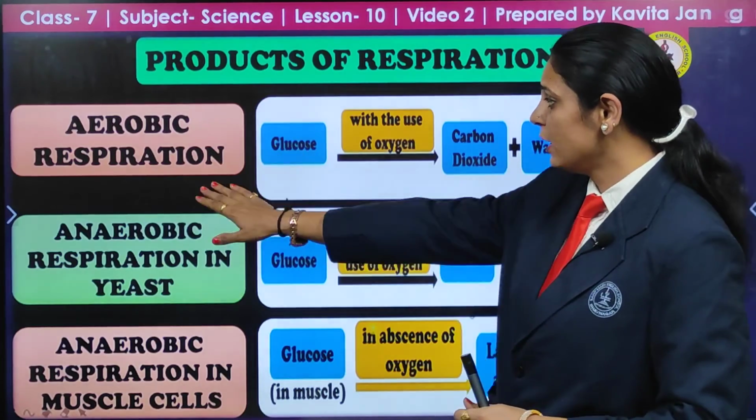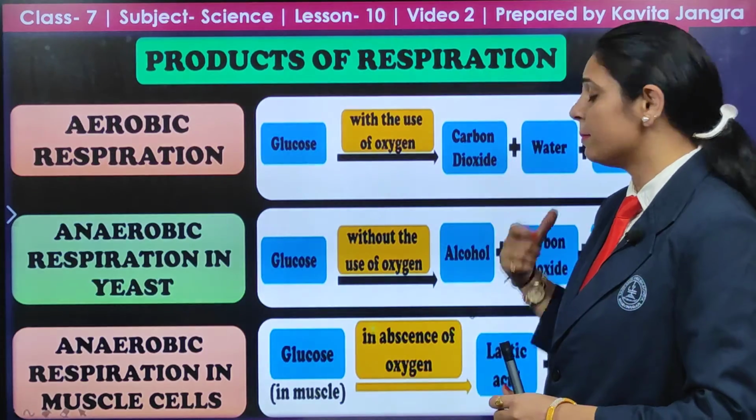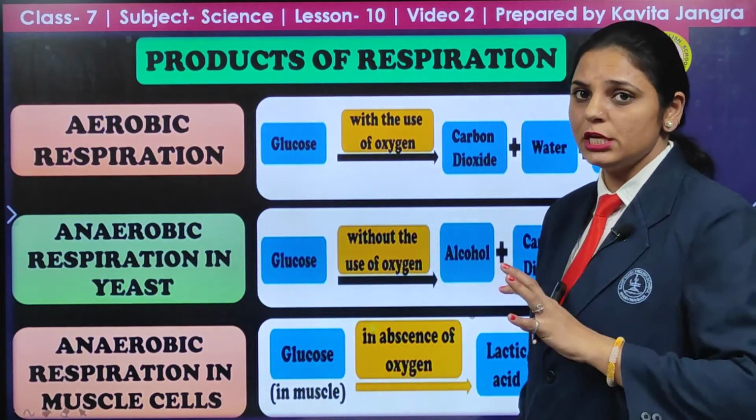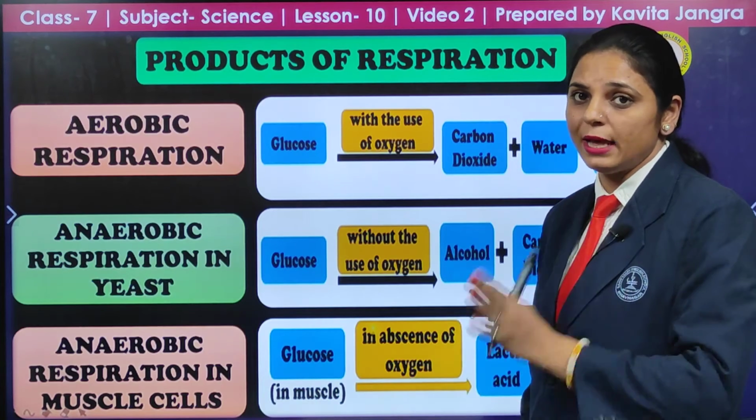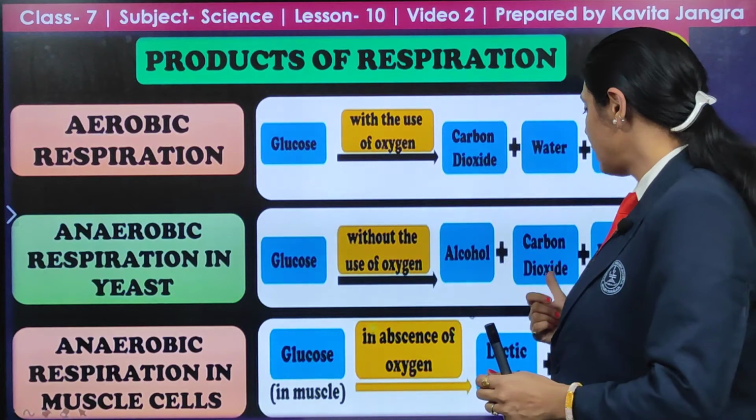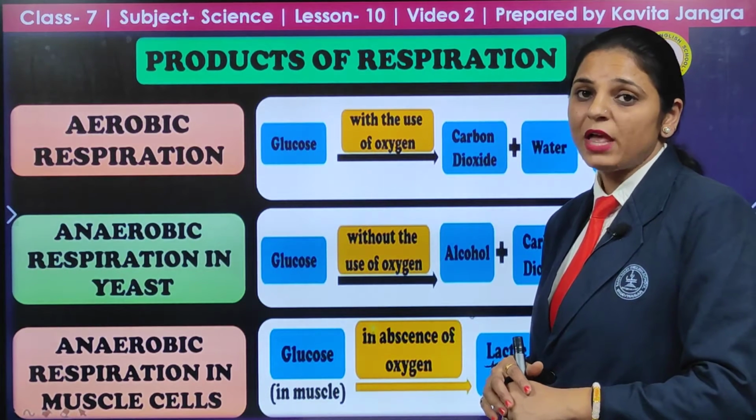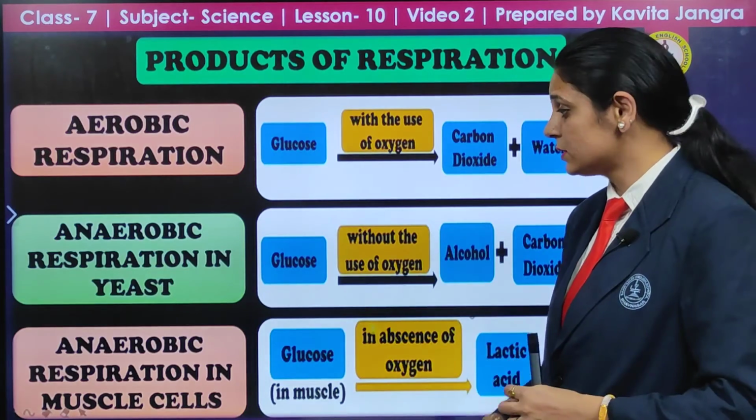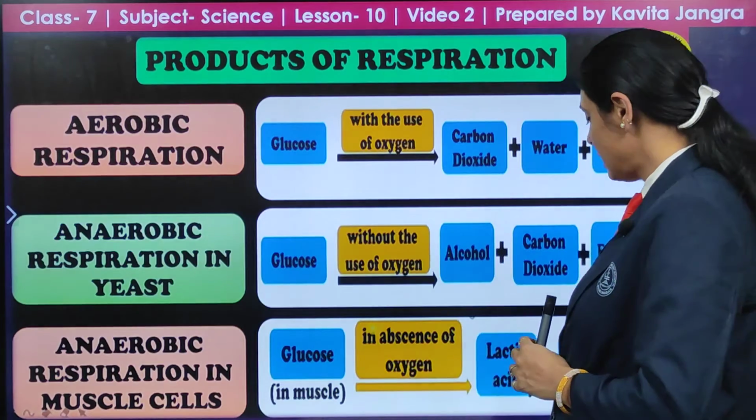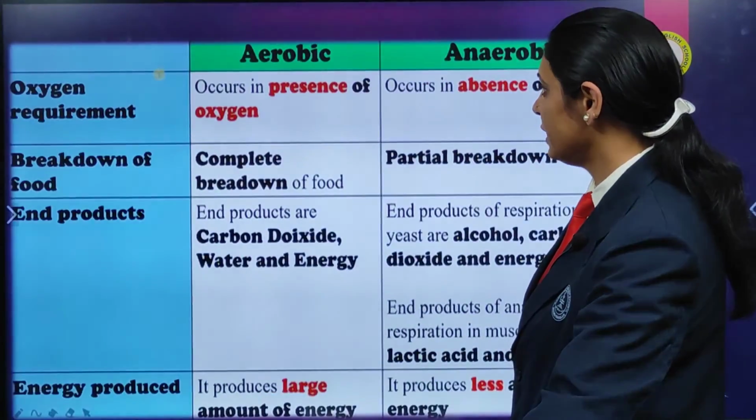You should know that in aerobic respiration, glucose in the presence of oxygen leads to carbon dioxide, water and energy. In anaerobic respiration in the case of yeast, glucose breaks down in the absence of oxygen and gives the end products alcohol, carbon dioxide and energy. That's why yeast is used in breweries as well as in bakeries. And in anaerobic respiration in the muscles, the end products are lactic acid and energy. So this was all about aerobic and anaerobic respiration.